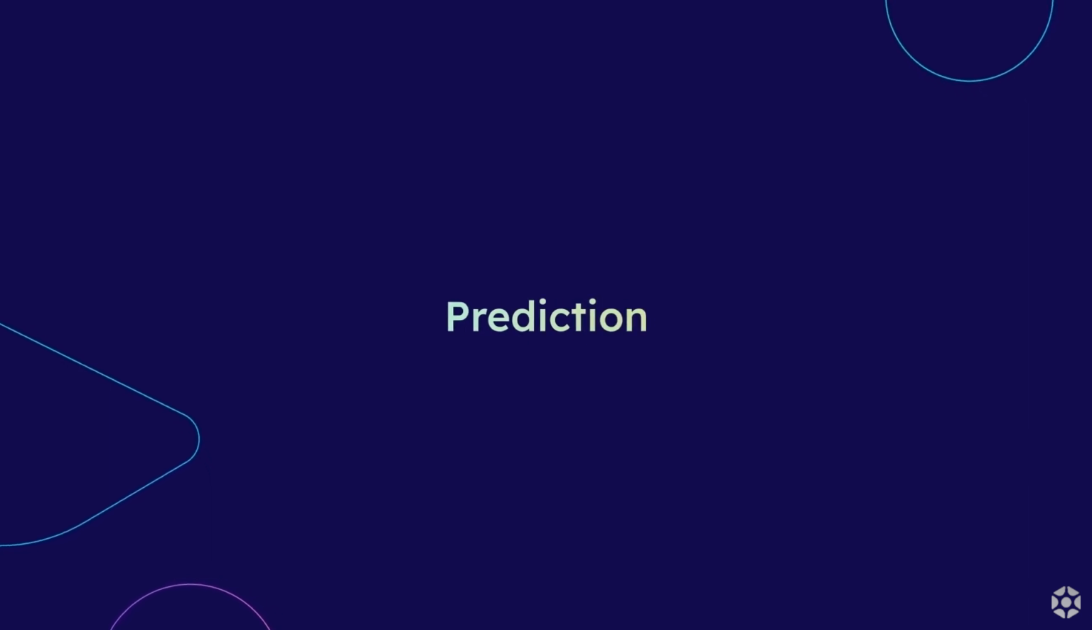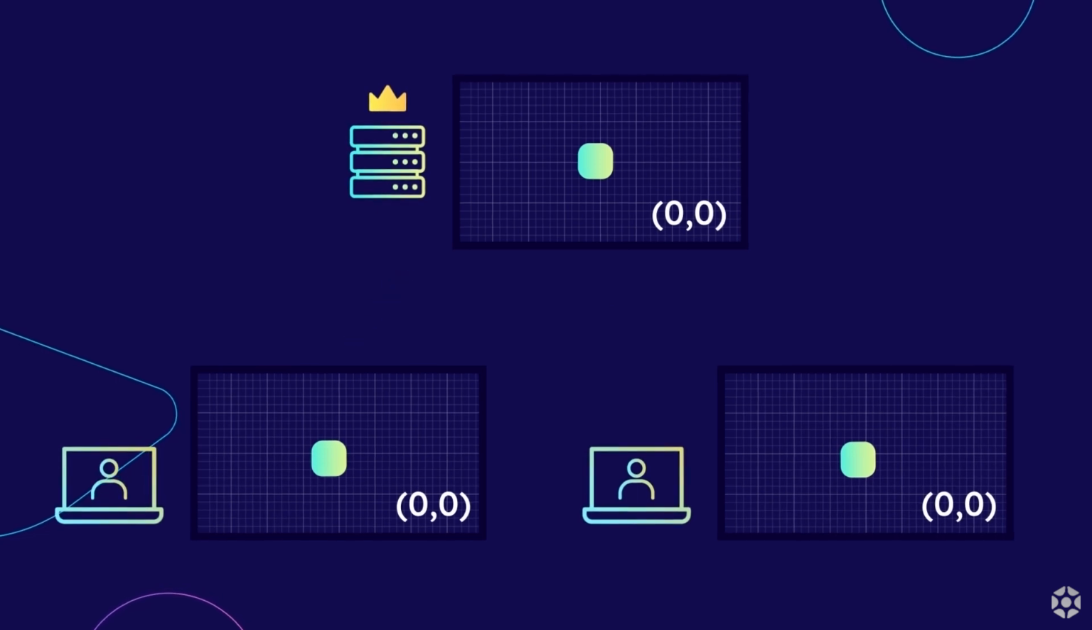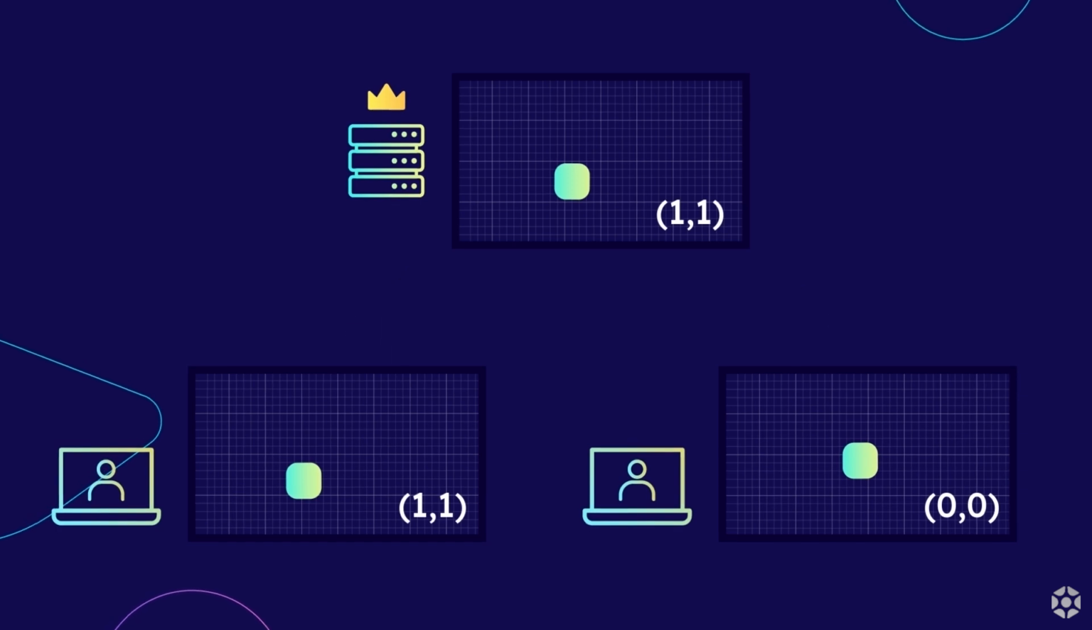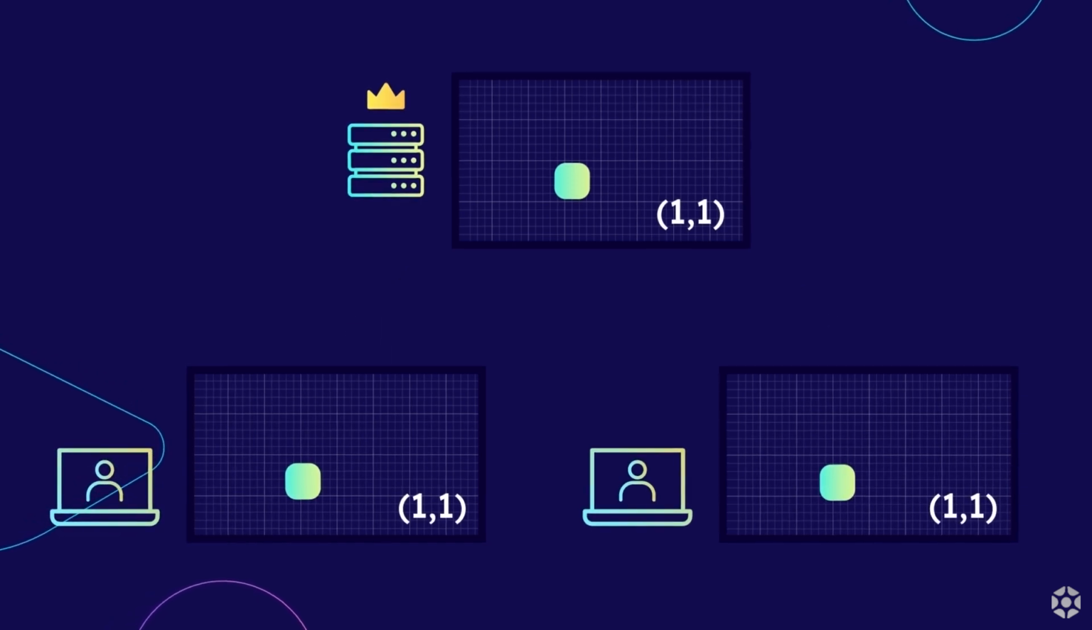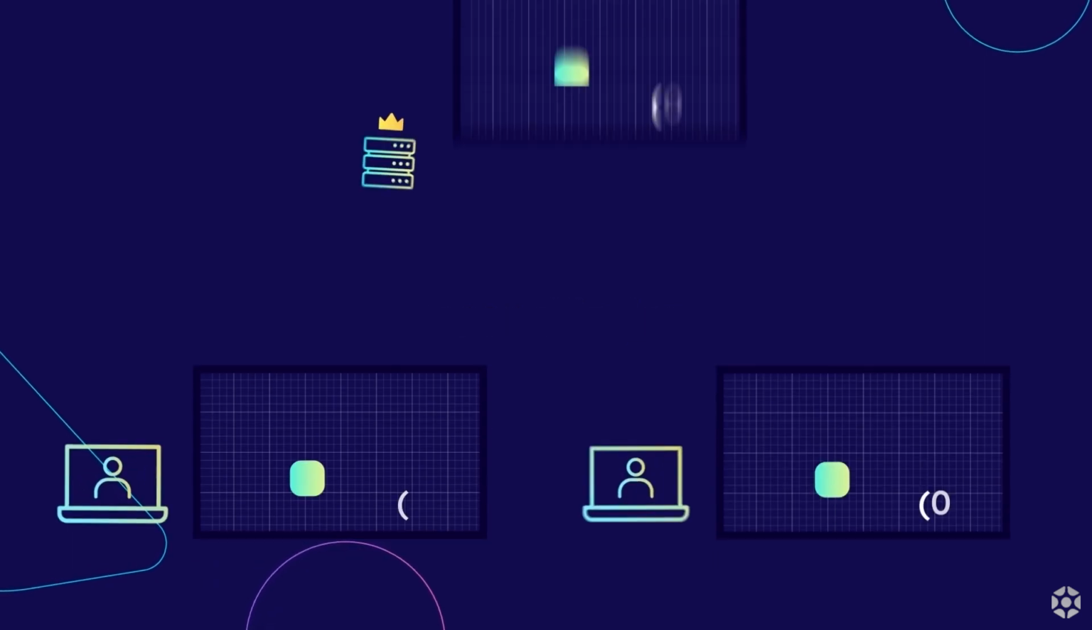To the rescue come the concepts of prediction and reconciliation. When sending the input to the server, the client doesn't wait for the server and calculates the results by itself. This is what we call prediction. It allows the player to move instantly on his own screen. Most of the time, the results will be correct.